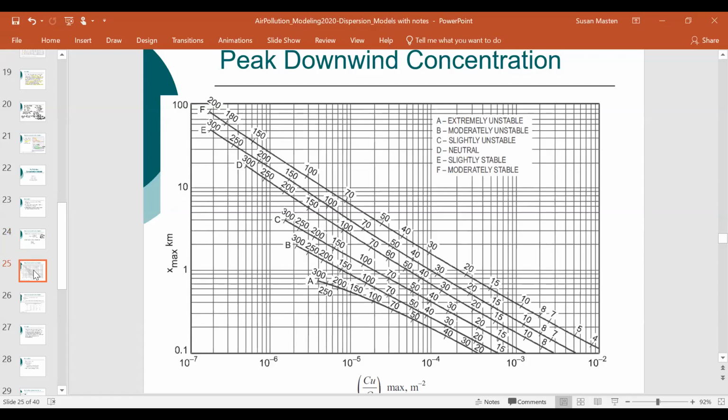One thing to note here, if you're using this graph, is that we have a log-log plot. So this is the maximum distance, and this here is Cu over Q max. I don't know if it's cut off on my screen. I'm not quite sure if it's cut off on yours or not, but I wanted to make sure. Okay, so we can use this. It'll make more sense when we work this next problem. But the major thing to recognize is it is a log-log plot.